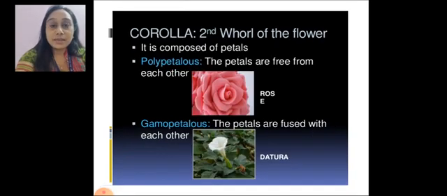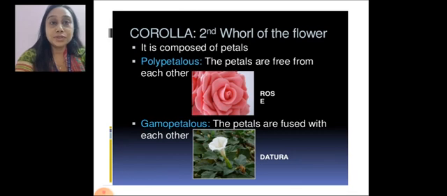Then we studied the second whorl of the flower, that is corolla, and we got to know that corolla is composed of petals. These petals are colorful and they mainly function to attract the pollinators. These petals are arranged in two different ways. If the petals are free from each other, we call it a polypetalous arrangement, whereas in some flowers the petals seem to be fused, like the flower datura. That kind of arrangement of petals is called gamopetalous.